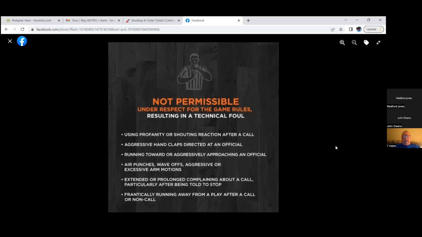He would wave you, they would wave him off, and it would be a technical foul. It's just a show of disrespect. It's not something we should tolerate. It's not something we should permit, and certainly not something we should promote. So again, air punches, wave offs, or aggressive or excessive arm motions. Basically showing you up is what they're doing, and showing a total lack of respect.